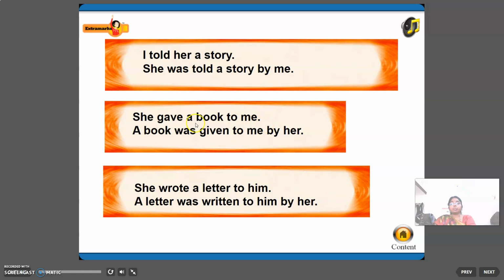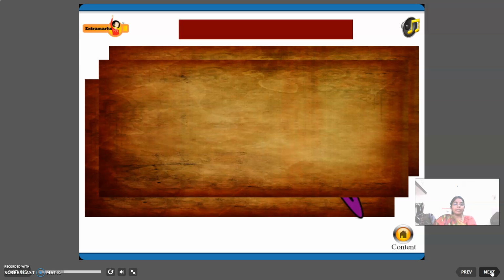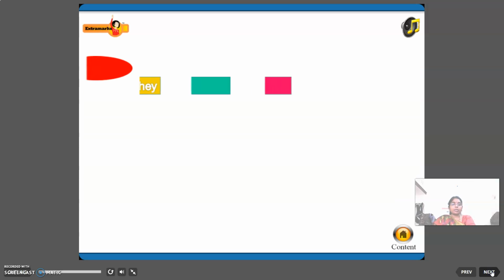She gave a book to me. A book was given to me by her. She wrote a letter to him. A letter was written to him by her. So all these have two objects, object 1 and object 2, otherwise direct and indirect object.